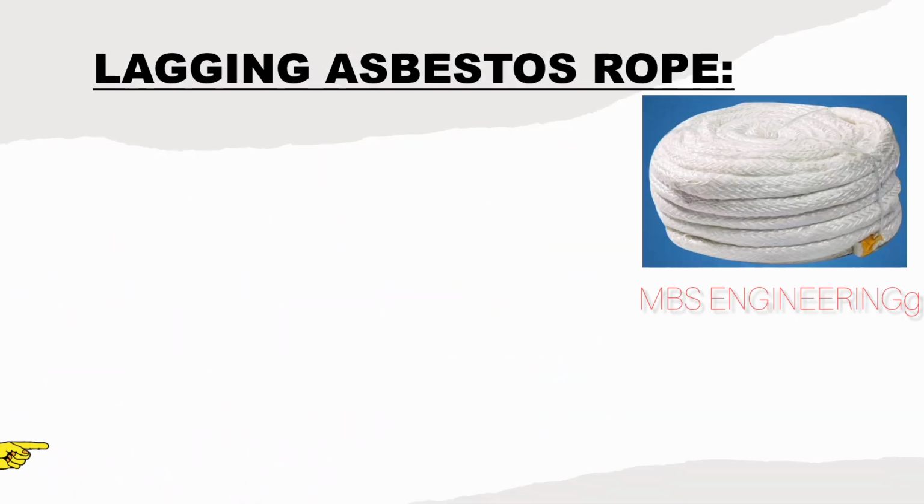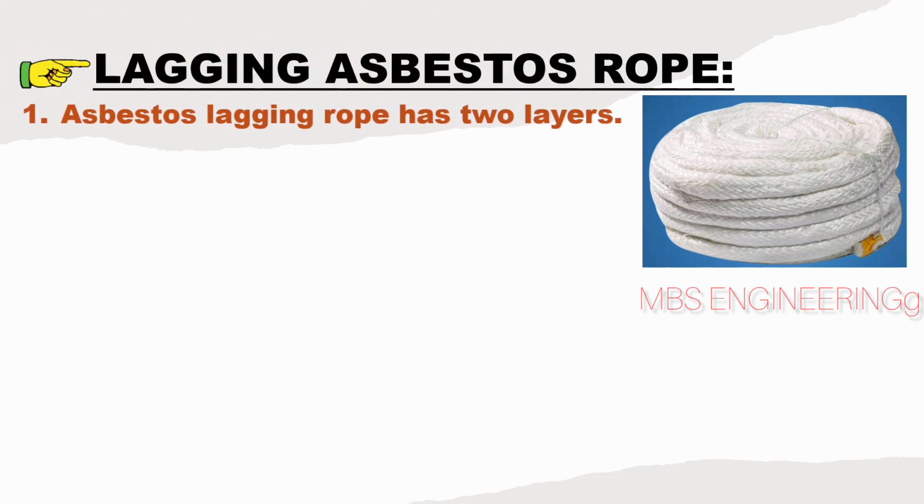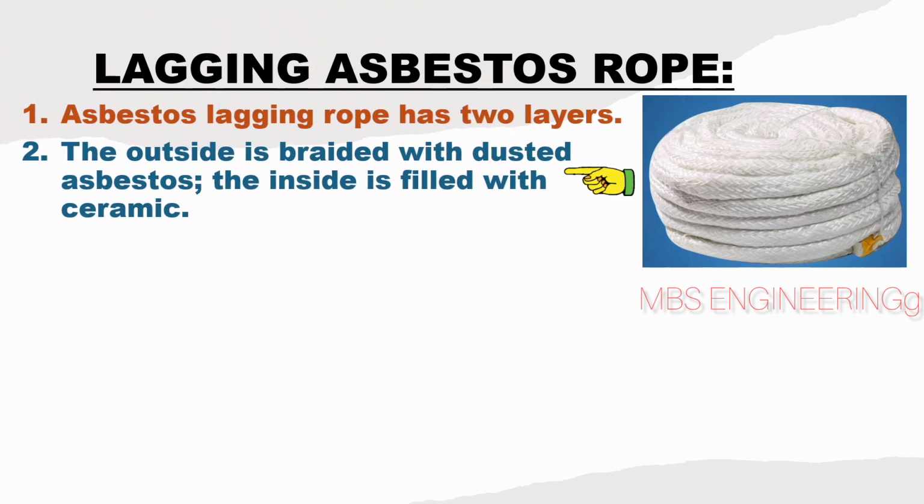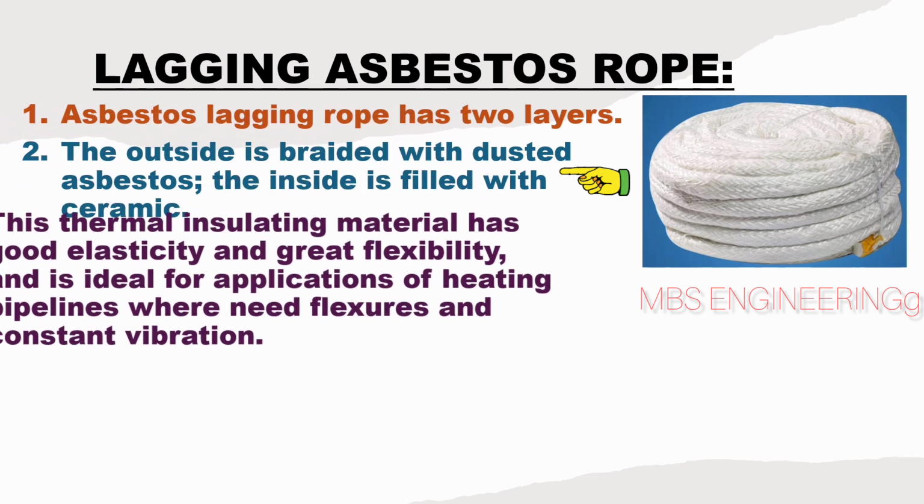Next, we will learn and understand the lagging asbestos rope. The first point is, asbestos lagging rope has two layers. The second point is, the outside is braided with dusted asbestos, the inside is filled with ceramic.